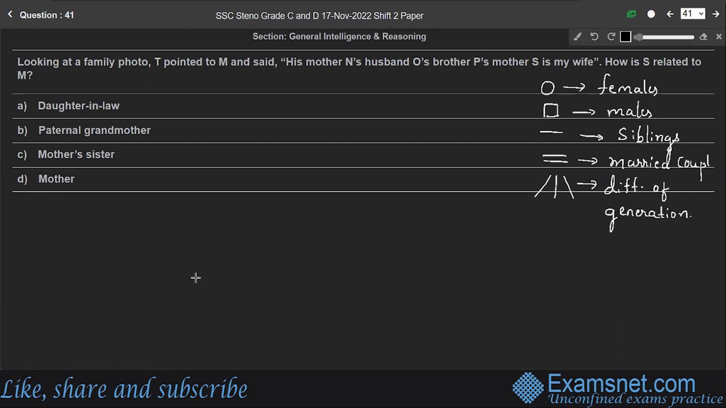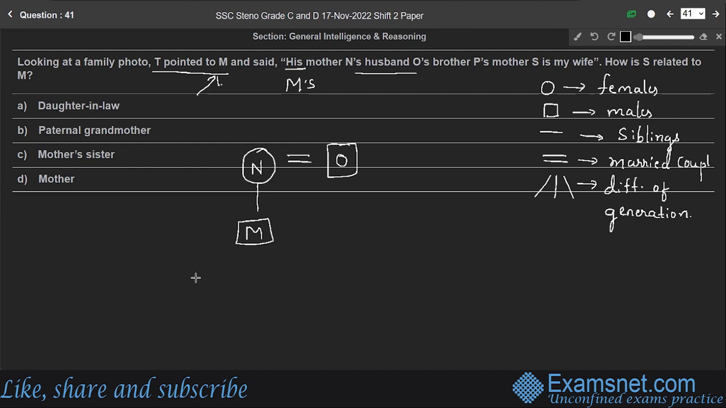So here, pointing towards M, T said, his mother. His mother means M's mother, N's husband. His means M is male. M's mother is N. N is a female. Use a circular symbol. N's husband is O. So, these two are married couple. O is a male.